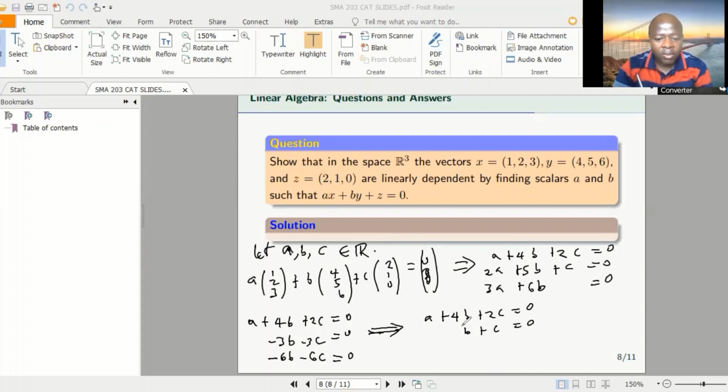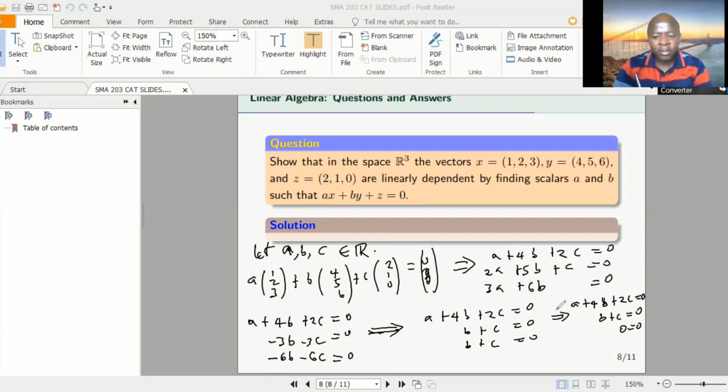But now I want to use this b to create a 0 here. So let me just write this. Now I would have a plus 4b plus 2c is 0. And this other one will be b plus c is 0. And when I subtract the third equation minus the second equation, I have 0 is 0. Now, the last row here tells me that this system has infinitely many solutions.